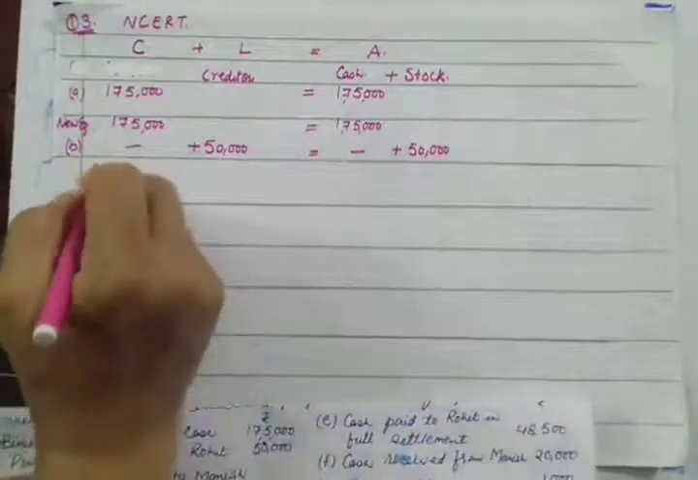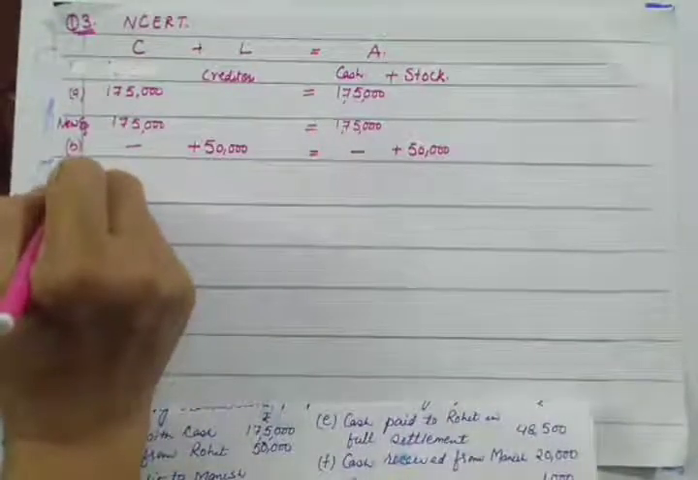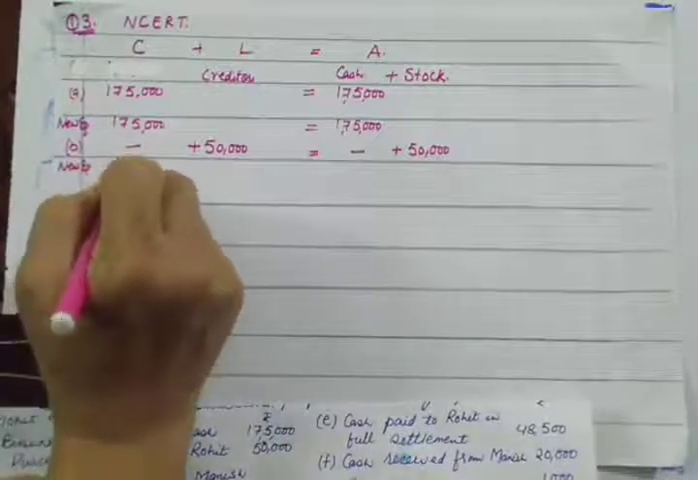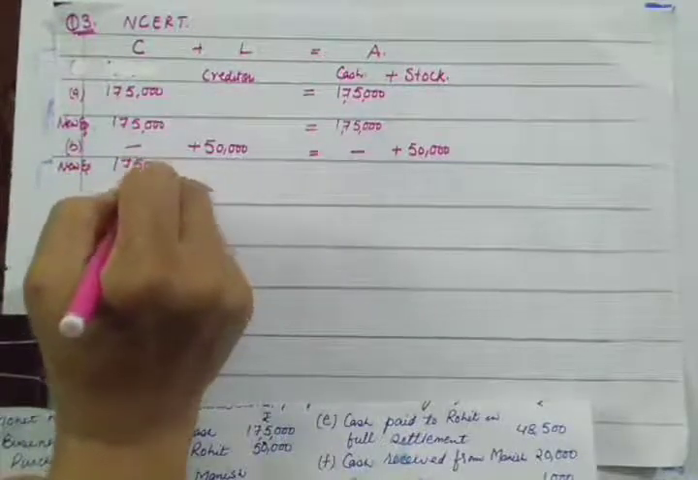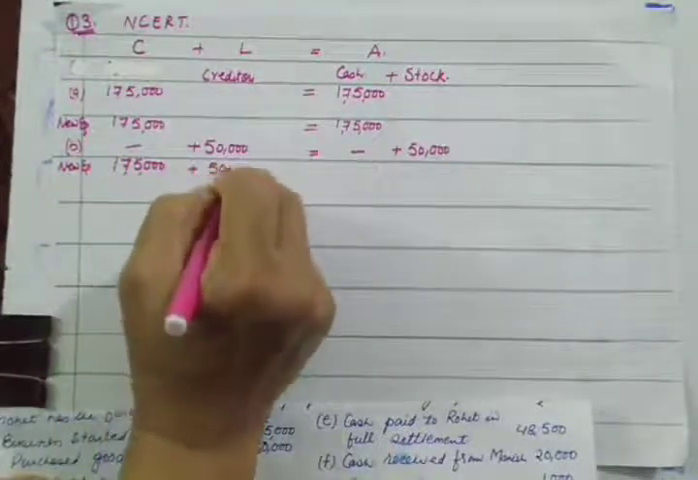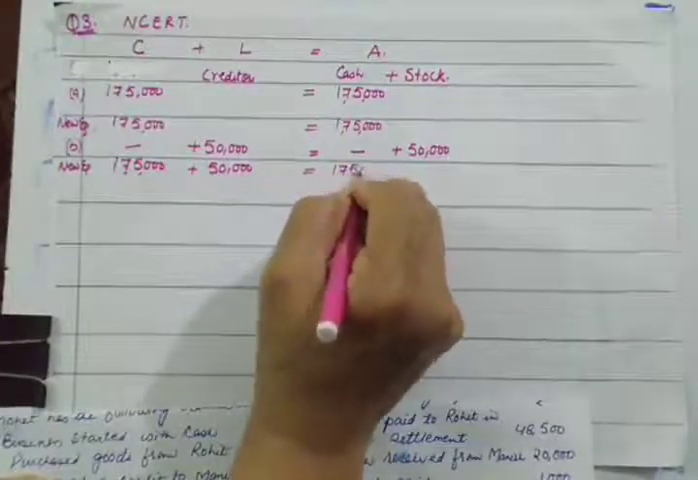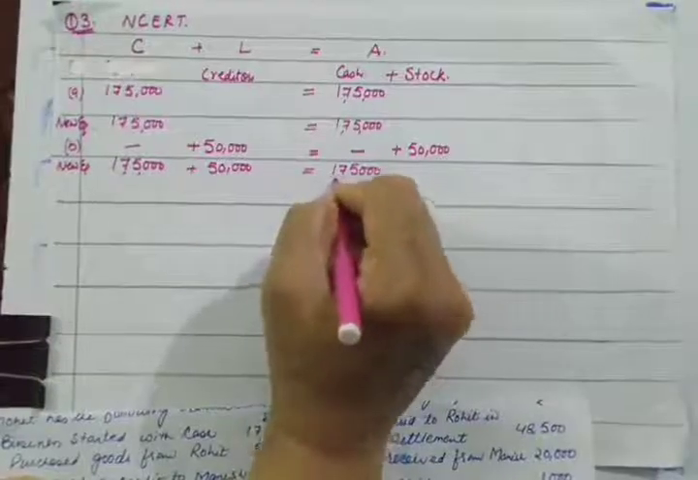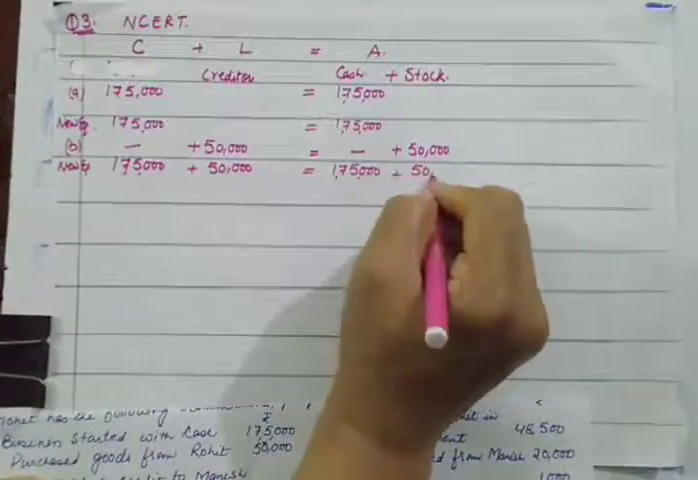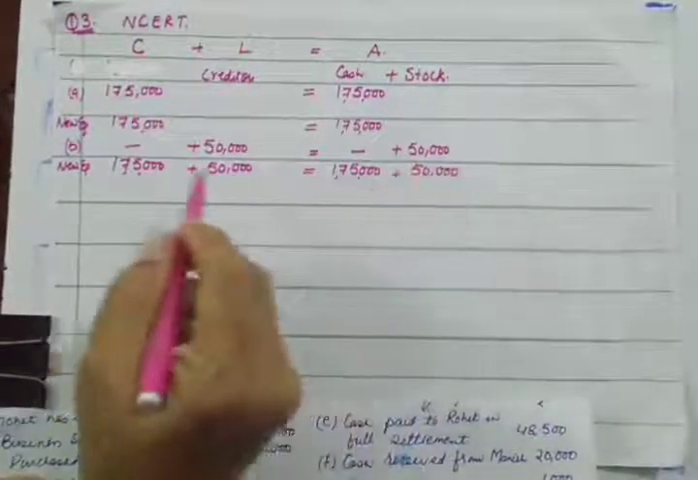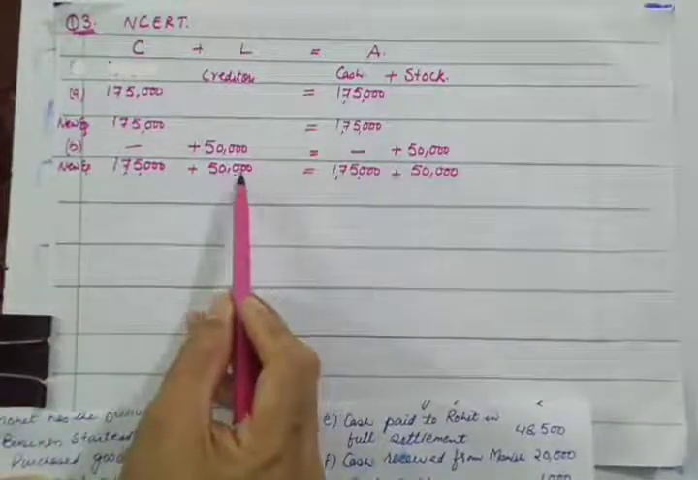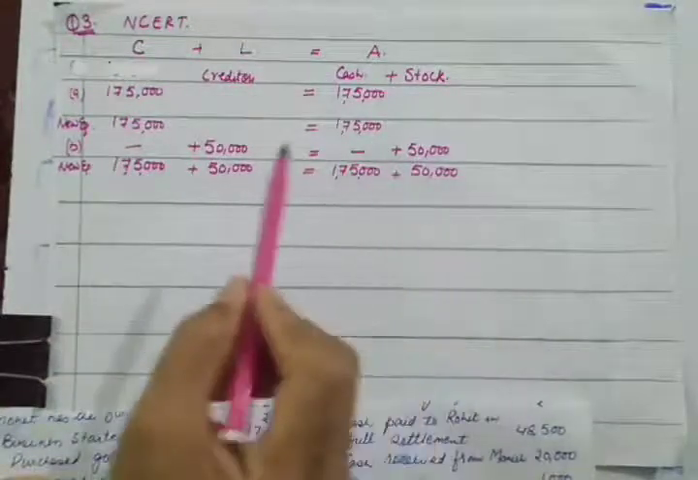Now next, let us see the new equation. After this, it is 1,75,000 plus 50,000 is equal to 1,75,000 plus 50,000. So both sides are equal. This is 225. This is also 2,25,000.